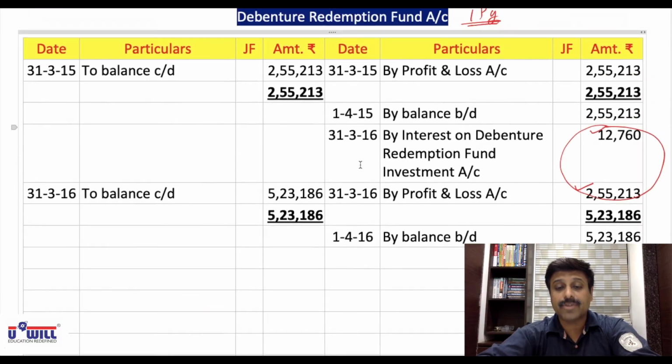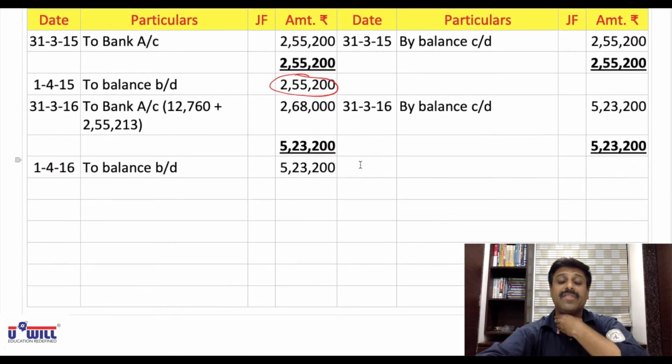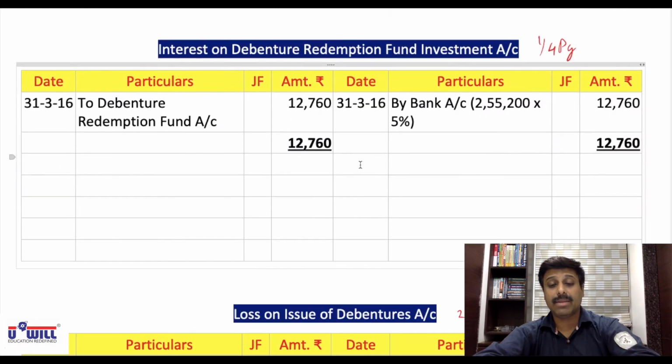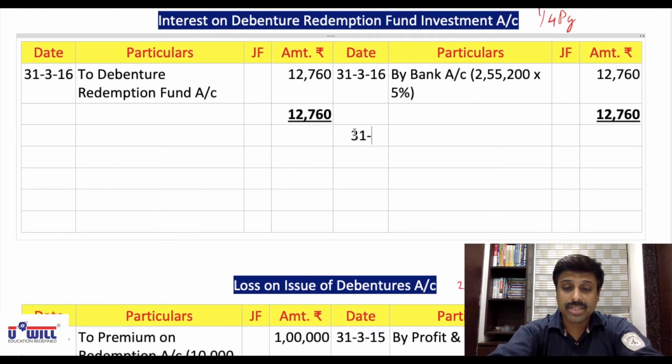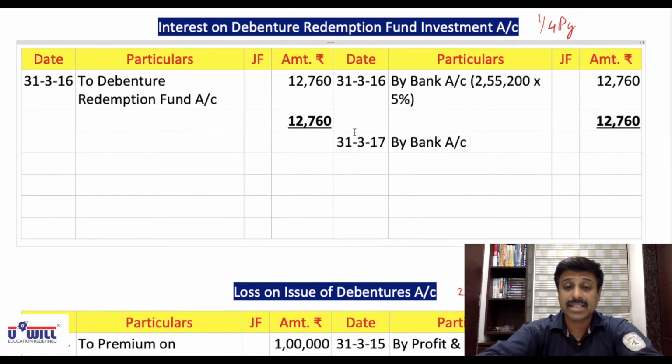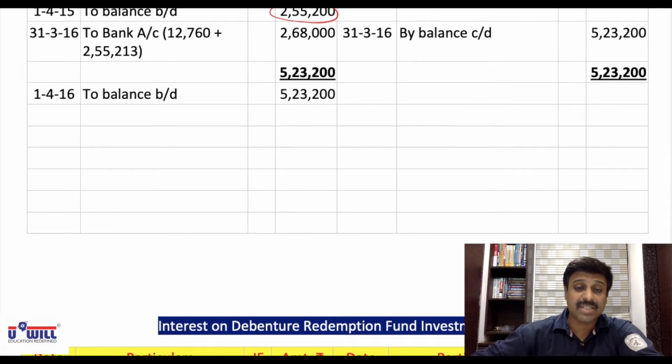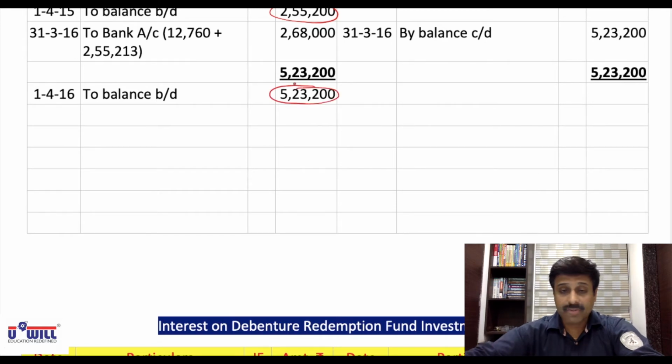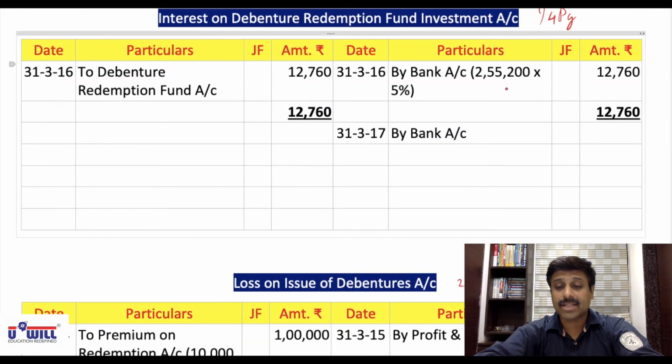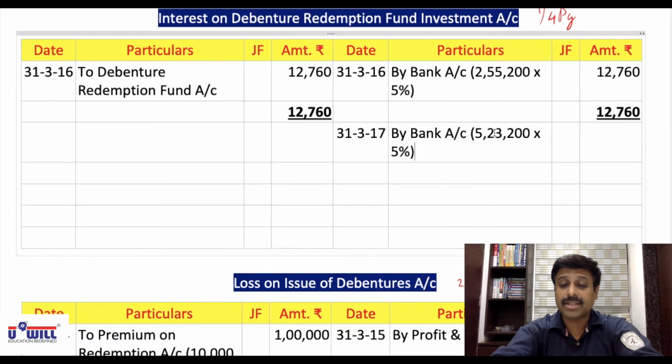Let us do the entries of third year. Third year, again, very first we will receive the interest. So bank account debit to interest account. So interest account on credit side by bank account. Now as we discussed, we will receive interest on opening balance of investments. So in the third year, we will receive interest on 5,23,200. 5,23,200 into 5% interest. Do it, everyone.